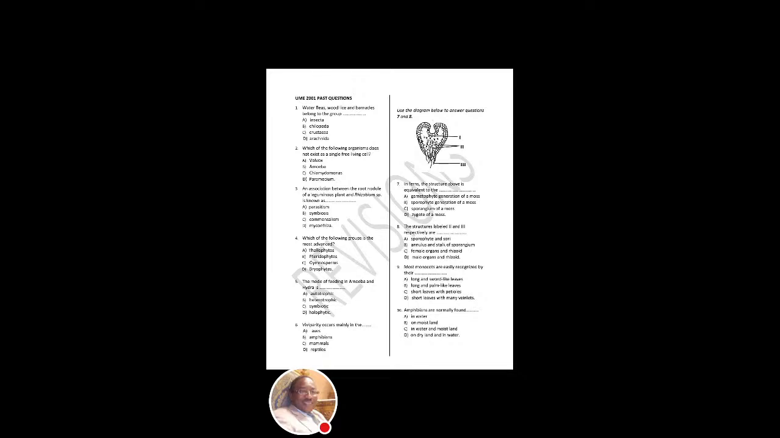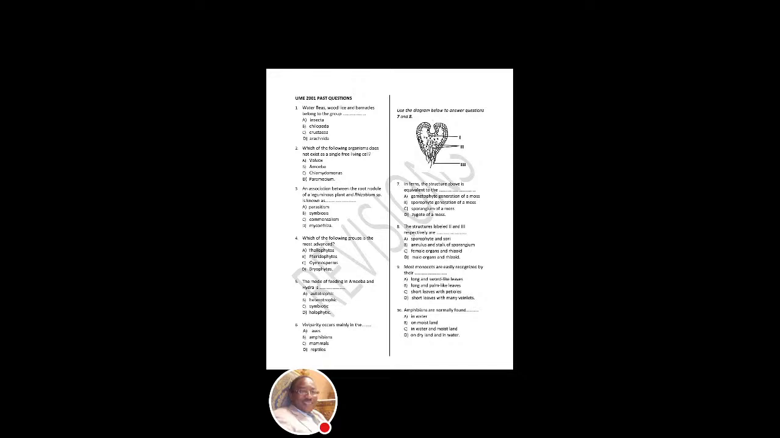Number 2, which of the following organisms does not exist as a single free living cell? The correct answer, of course, is Volvox. Volvox is a colony, because Amoeba, Chlamydomonas, and Paramecium are all organisms that exist as single organisms. Other examples of colony are Pandorina, Eudorina and Urodina. So that's why the answer is Volvox.